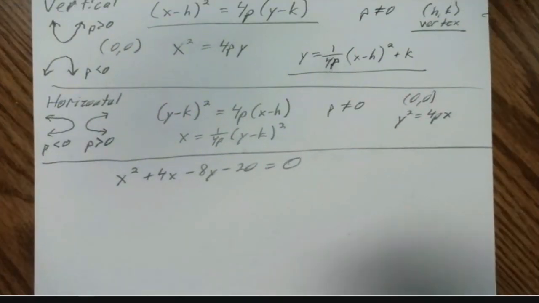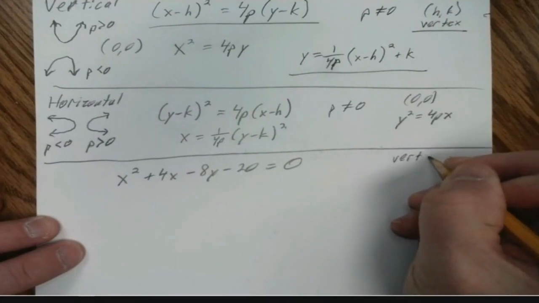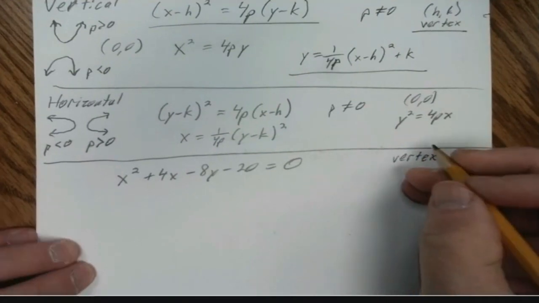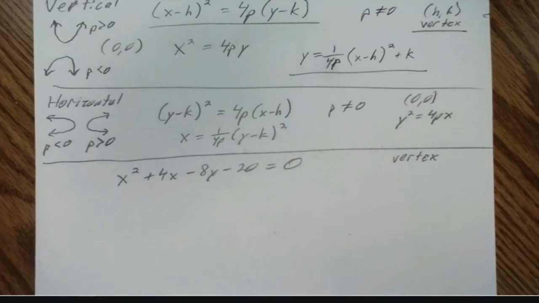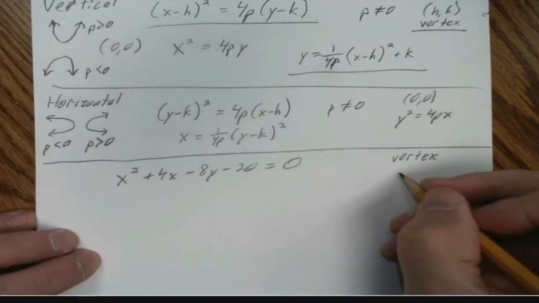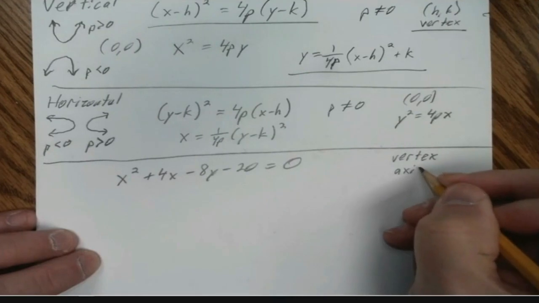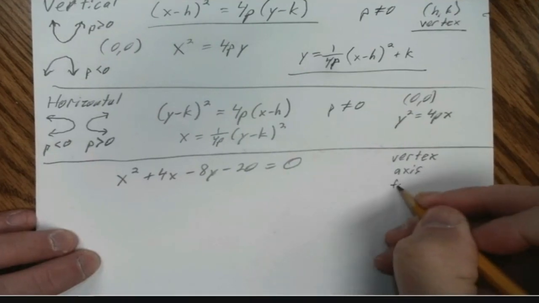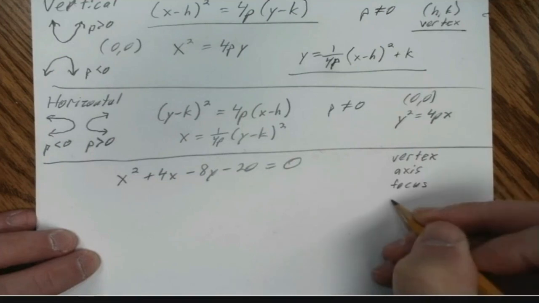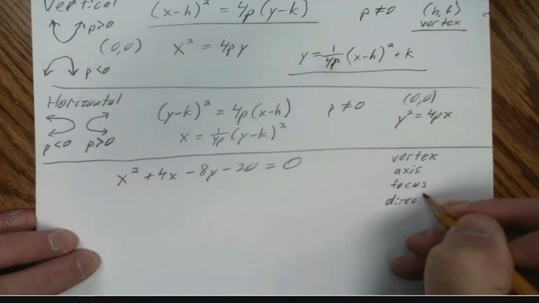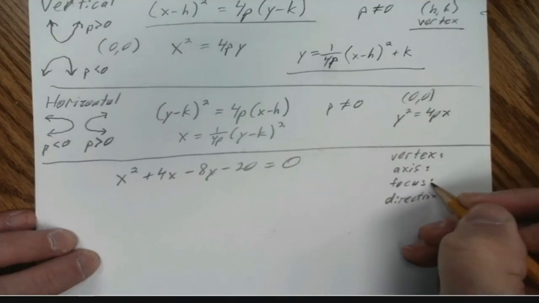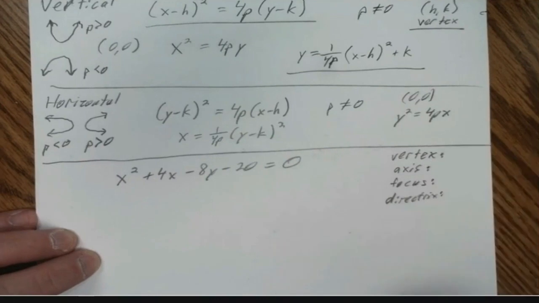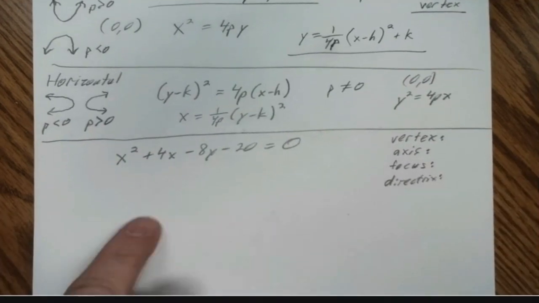Well, we want to find the vertex. We want to find the axis of symmetry. We want to find the focus point. That's a point. And we want to find the directrix line. So what are they? We're going to put colons there. All right, we want to find those 4 items, and we have this equation.